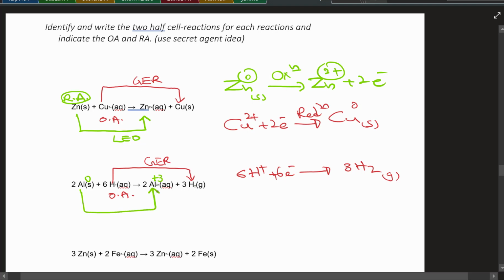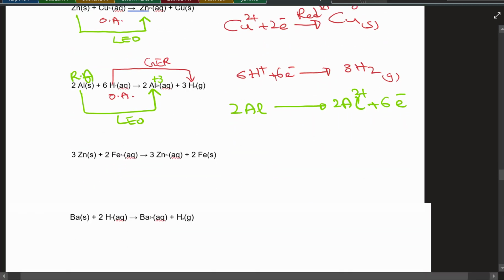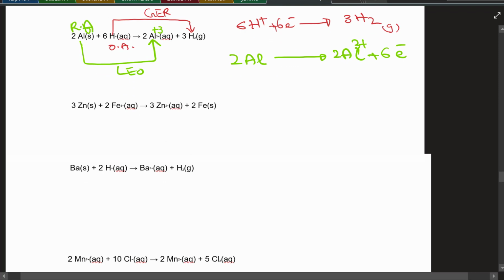So you can do the same thing for the aluminum. The aluminum is a LEO because aluminum goes to aluminum 3 plus, but you have 2 aluminum. So it should make 2 aluminum 3 plus, which is 6. 2 times 3 is 6. You need 6 electrons to balance. So just be aware of how many electrons and which side, right?